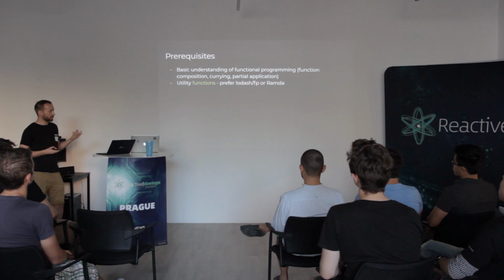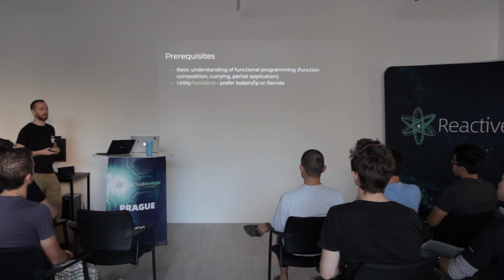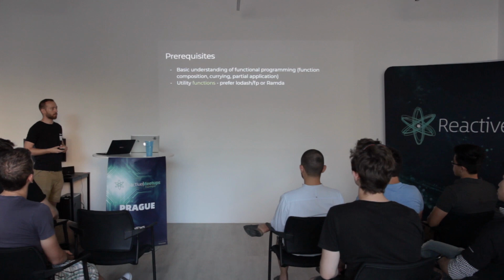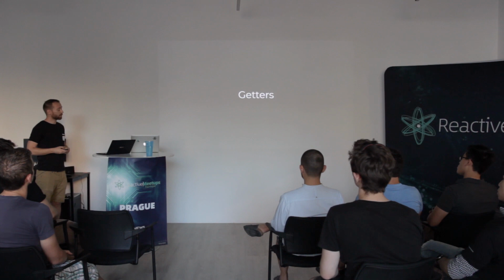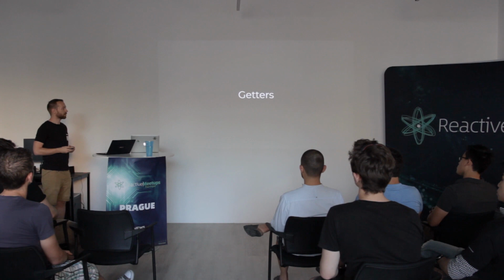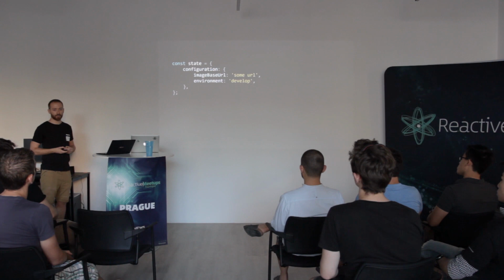I will use some utility functions, and I will provide close enough vanilla definitions for them. But preferably, if you want to program it, I suggest you use Lodash FP or Ramda or any similar thing. We use Lodash FP. So let's get started. The easiest selectors that we can imagine are getters. They are simply about getting some part of the state and providing access to it without actually knowing what the state shape is.